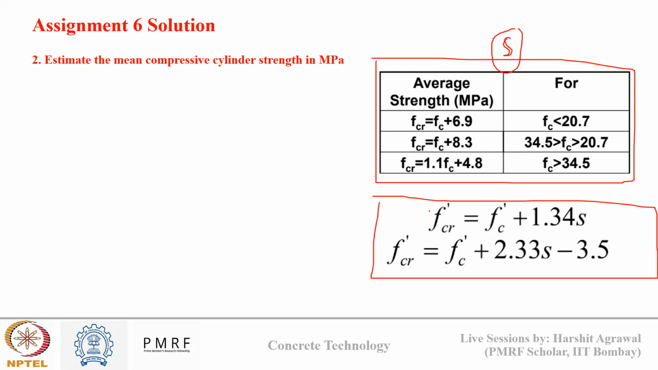So this is the equation that I taught to you during the session, how we calculate the target mean strength if we are given the characteristic strength. But there are two equations. From both equations, we need to calculate the target mean strength and take the maximum of the two.